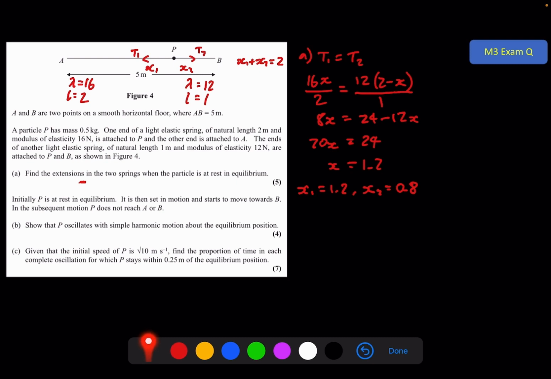Part B. Initially, P is at rest in equilibrium. It is then set in motion and starts to move towards B. In the subsequent motion, P does not reach A or B, so it's moving towards B, but it doesn't get all the way there, and then it comes back. Show that P oscillates with simple harmonic motion about the equilibrium position.